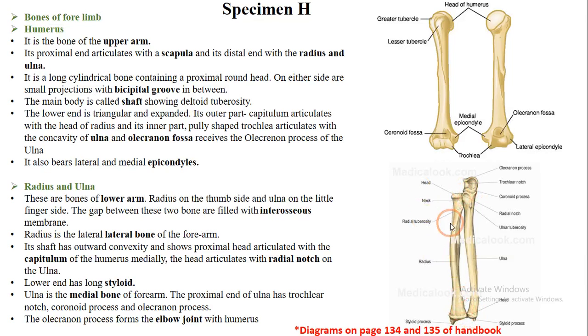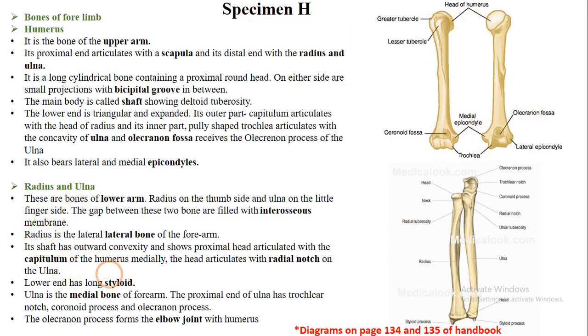The proximal end of the ulna has a trochlear notch, as I already told you. It also has the coronoid process and the olecranon process. The olecranon process forms the elbow joint with the humerus. As I already told you, the olecranon process will receive the olecranon fossa of the humerus and form the elbow joint. So this is about the bones of your forelimb: the humerus forming the upper arm, and the radius and ulna forming the lower arm.